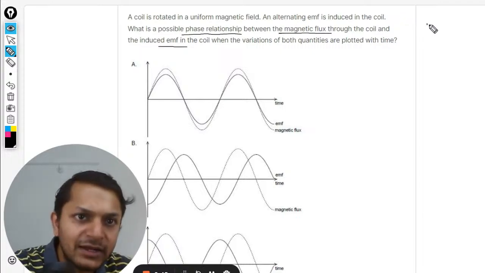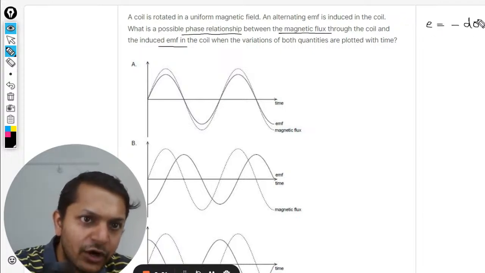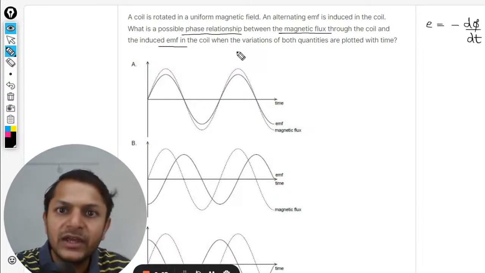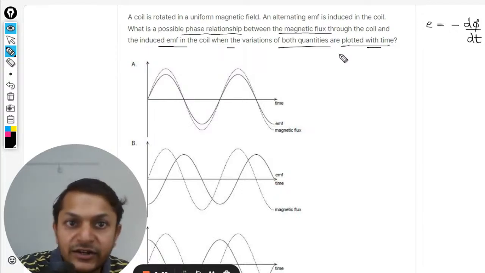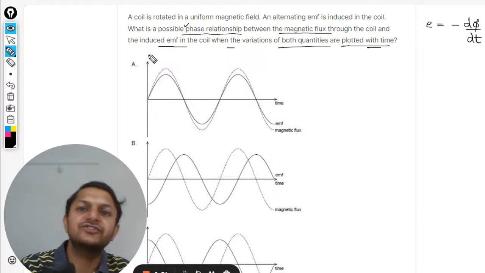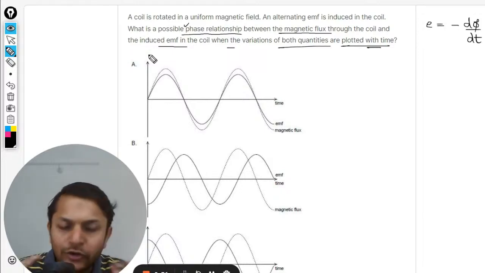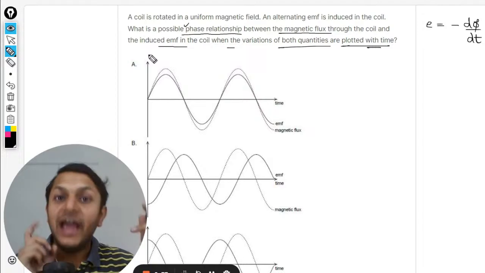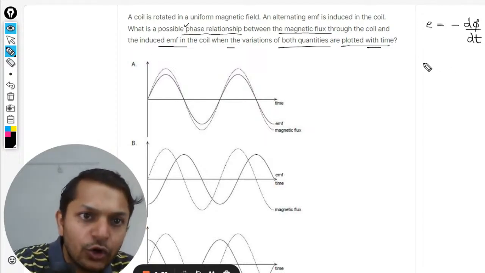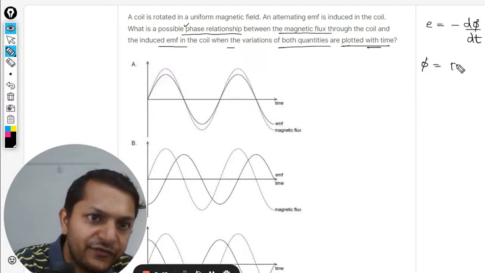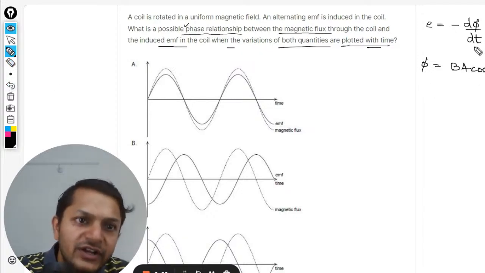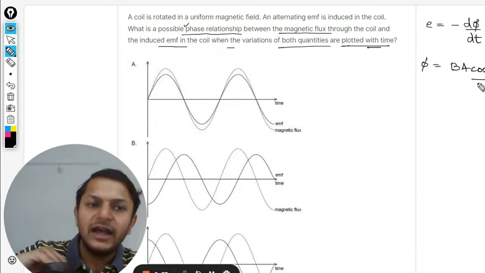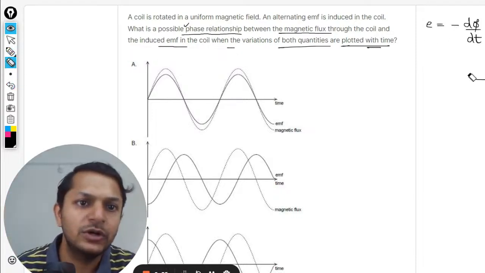So we know the mathematical relationship: E is equal to negative of d phi by dt, when the variation of both quantities are plotted with time. And they're literally talking about phase relationship, so we are not going to neglect the negative sign now. Obviously, we have to take care of that. Now, if the flux is BA cos theta, we need to differentiate it. So the cos will become sine and there will be a negative sign. So this is what we need to understand.